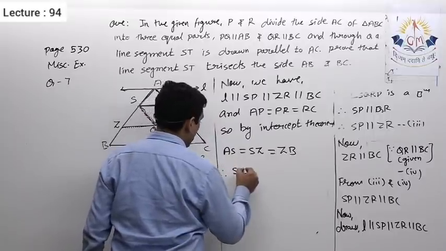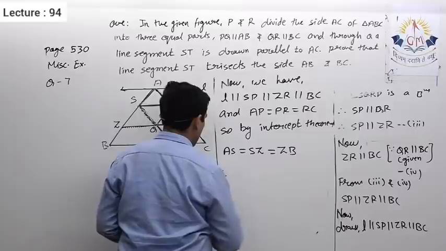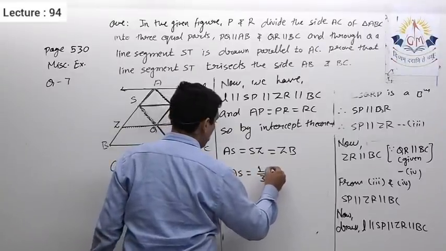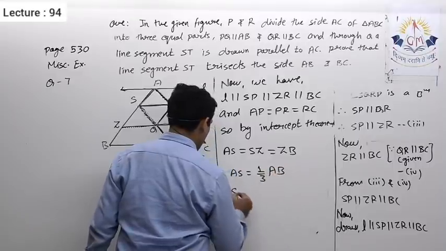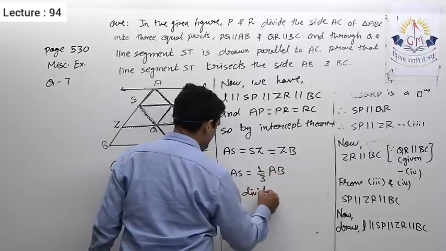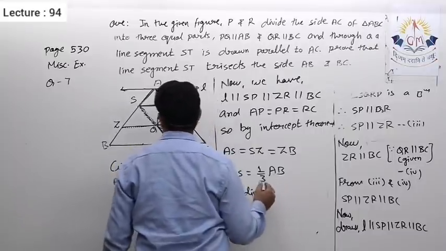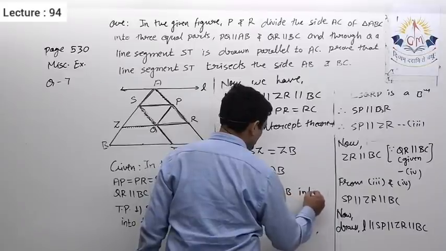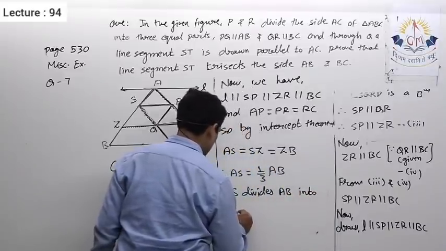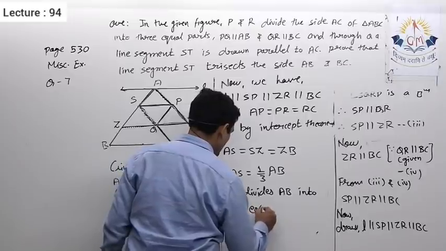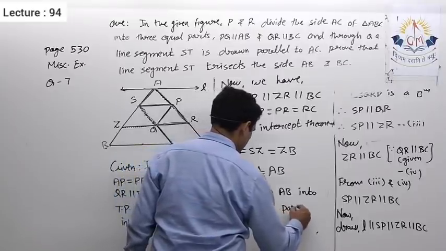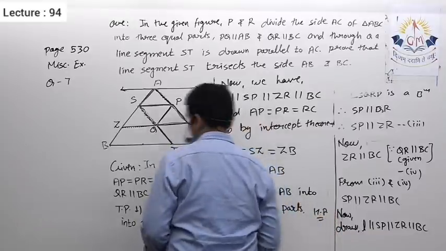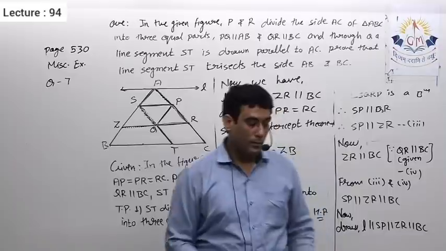Therefore AS is equal to 1/3 of AB. Therefore S divides AB into 3 equal parts. Hence proved. So please note it down.